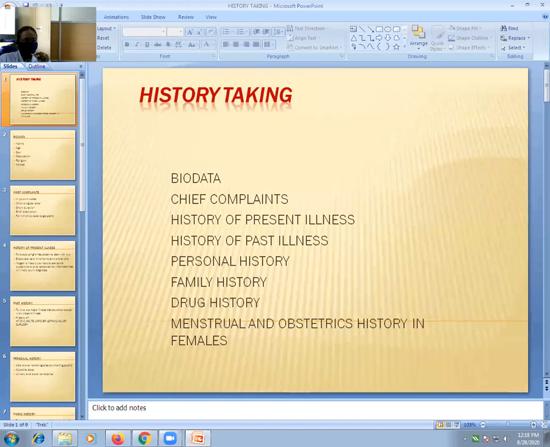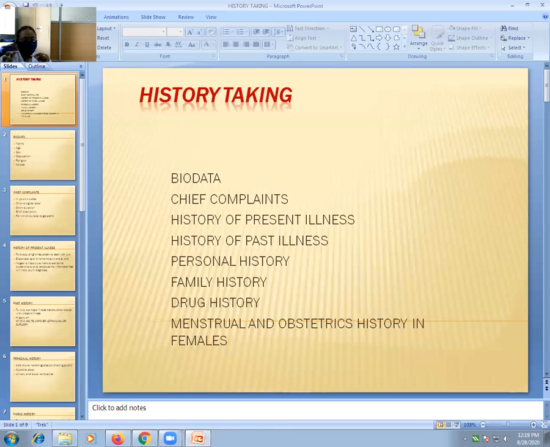For the long case, first we will just discuss history taking. It is important to reach a conclusion about the provisional diagnosis. Proper history taking means asking questions. You have to extract information from the patient so as to make a provisional diagnosis. From the history, you should be able to make a provisional diagnosis about the illness.